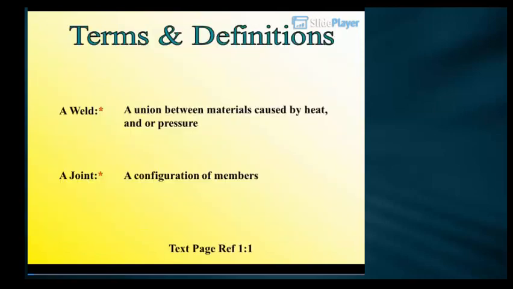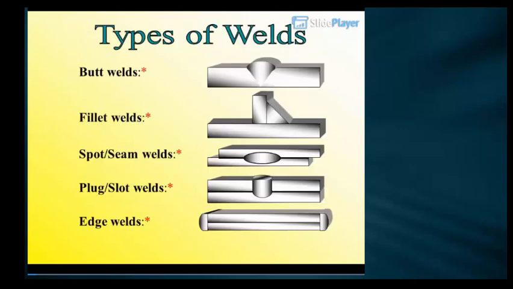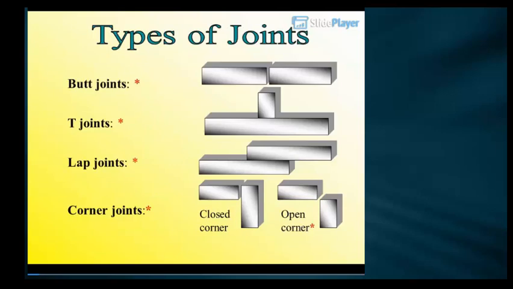Terms and definitions: a weld. A union between materials caused by heat and/or pressure. A joint. A configuration of members. Text page ref 1/1. Types of welds: butt welds, fillet welds, spot/seam welds, plug/slot welds, edge welds. Types of joints: butt joints, T-joints, lap joints, corner joints, closed corner, open corner.